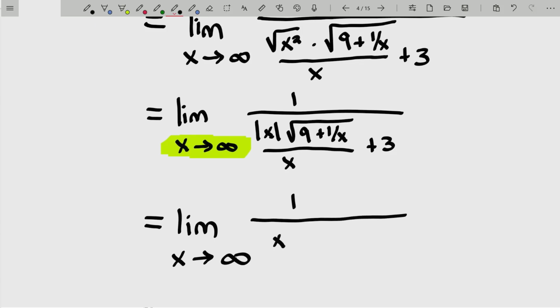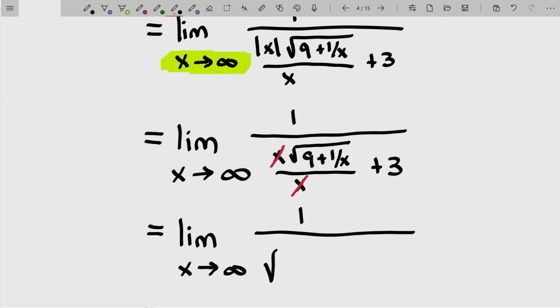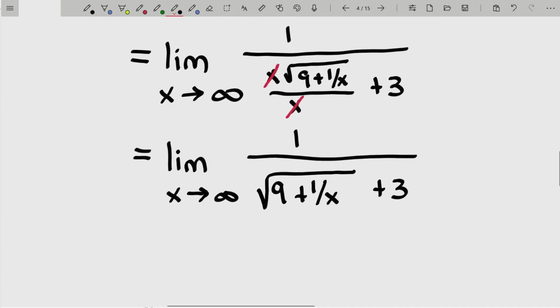So this is going to be 1 over x root 9 plus 1 over x divided by x plus 3, and the x's in that denominator cancel beautifully. And in the end, you get the following. The limit as x goes to infinity of 1 over the square root of 9 plus 1 over x, and then plus 3.